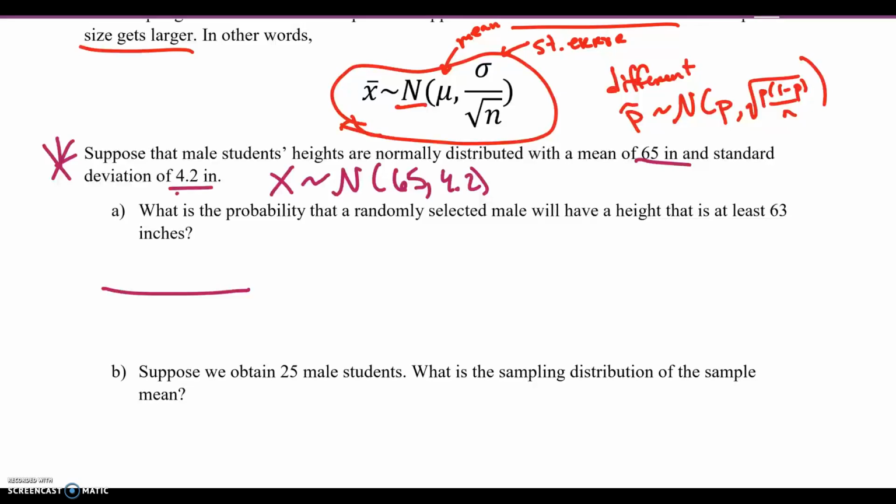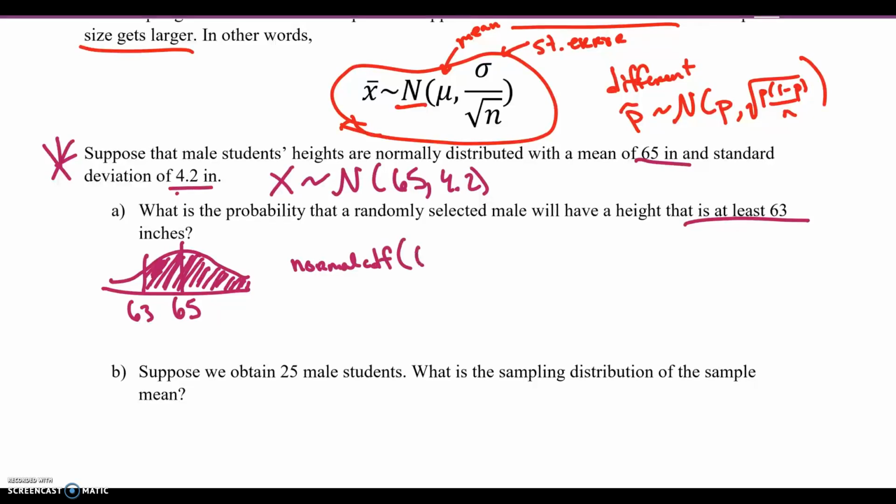If I were to draw a picture of this, here's 65, and I want to figure out the probability that the height is at least 63. If this is 63, at least is everything above it, so there's all of this. That's basically the area that I'm looking for. So this is no difference. This is stuff that we've done before. This is going to be normal CDF.